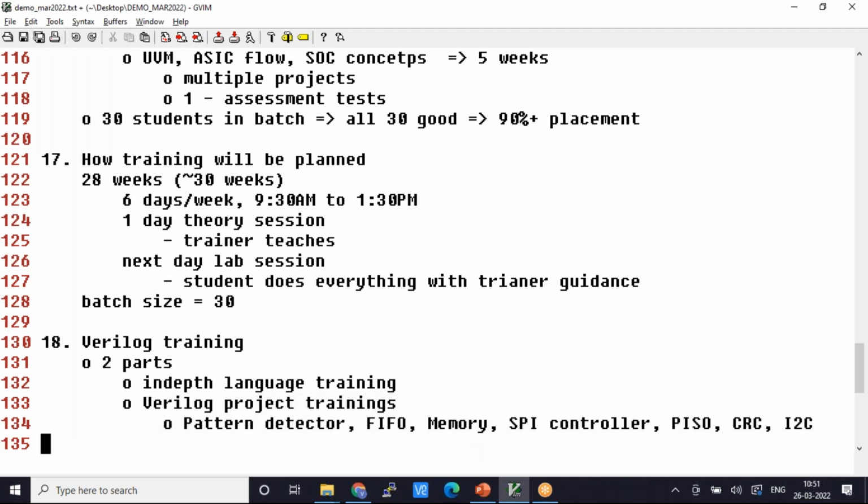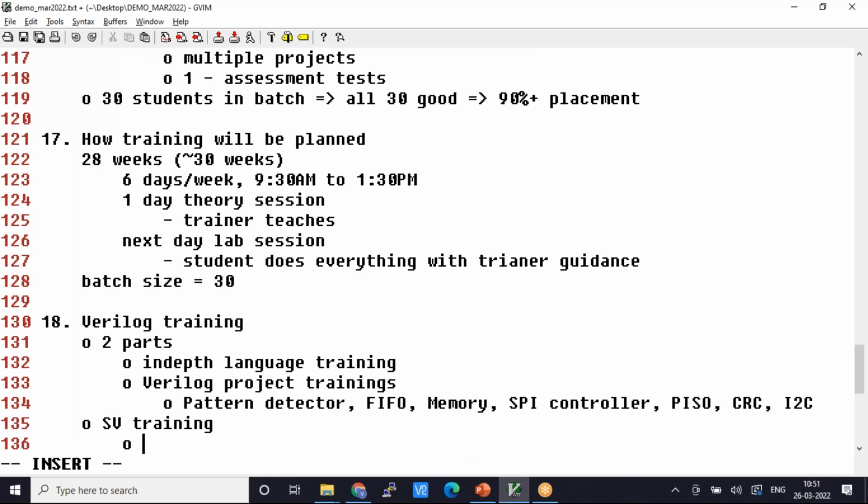Even when we go to SystemVerilog training, let me again tell you, for most of the institutes, the focus will be on the SystemVerilog language.